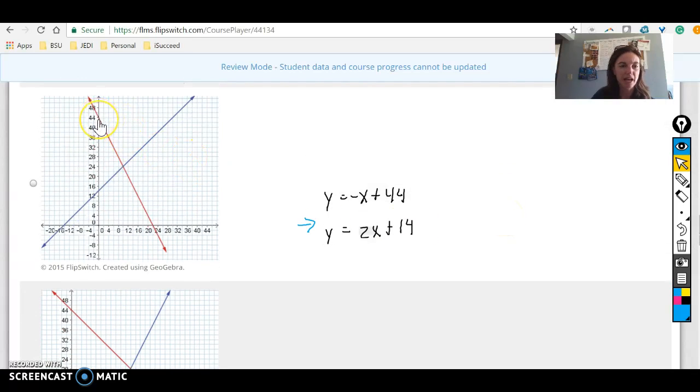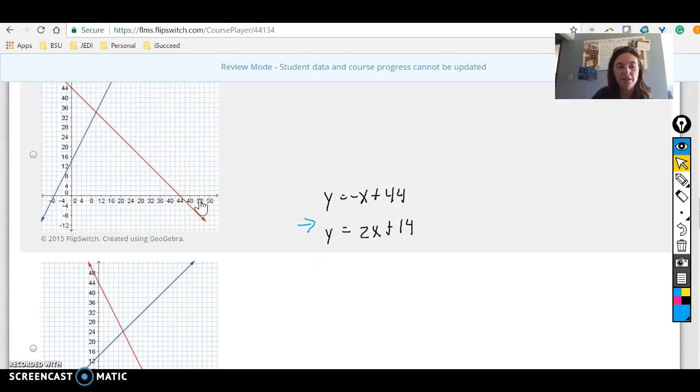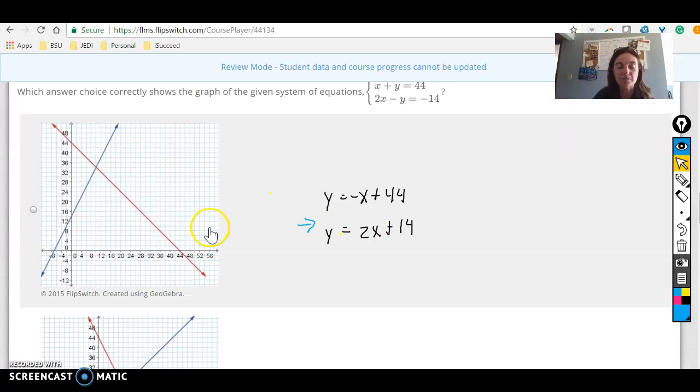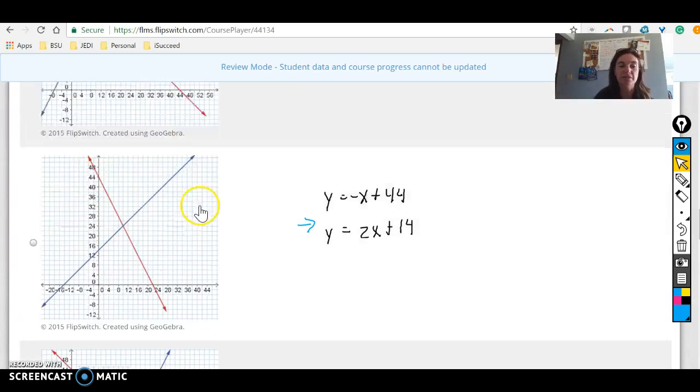Let's see, crossing at 44 and 14, okay, which is great, but the slope of my negative line is steeper than the slope of my positive line. And if you go up here, the slope of my positive line is steeper than the slope of my negative line. My slope of 2 is going to be steeper than my slope of -1. So this graph looks better than that second one.